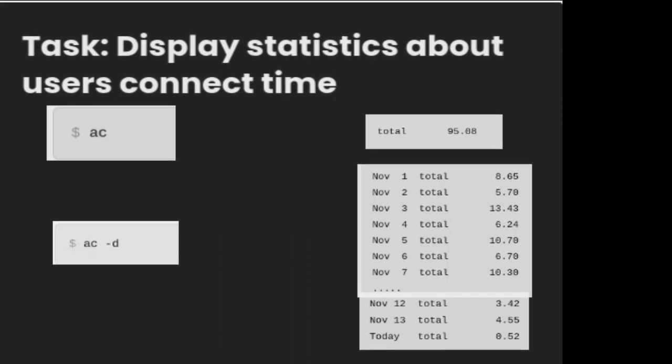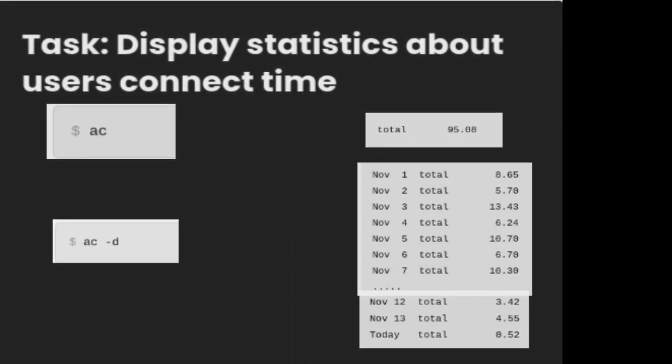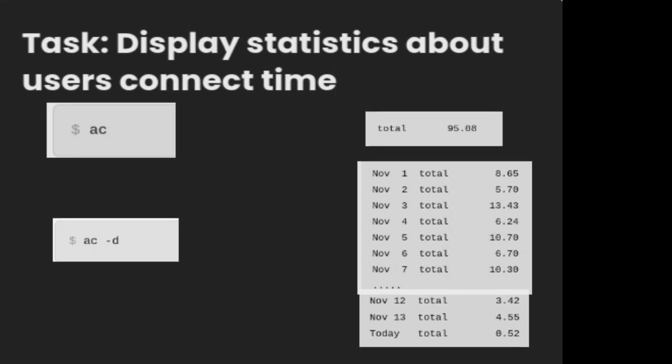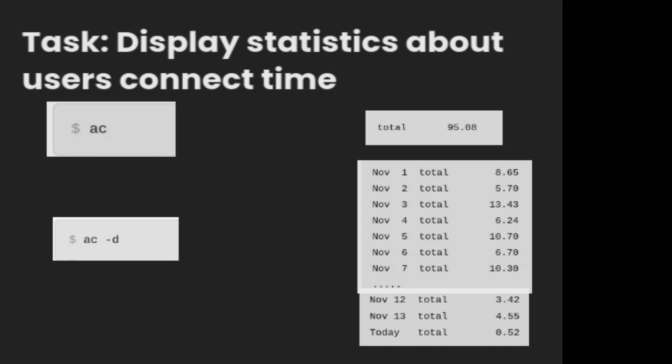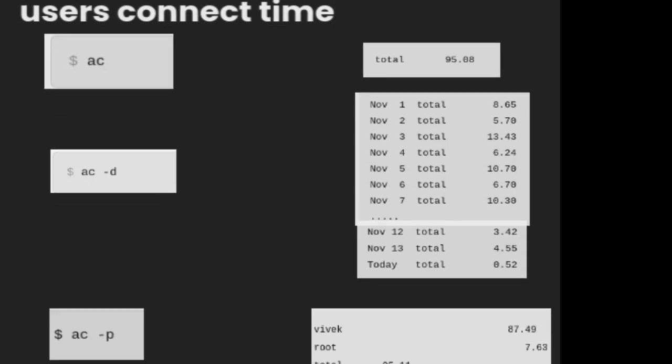To display totals for each day rather than just one big total at the end, type ac -d. You can display time totals for each user in addition to the usual everything lumped into one value. Run ac -p.